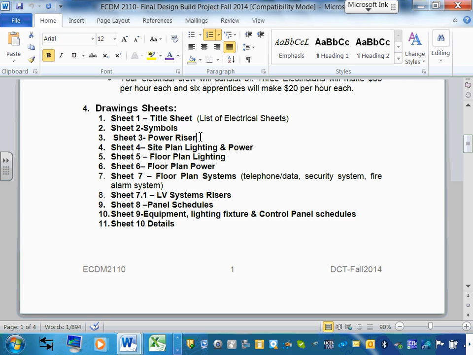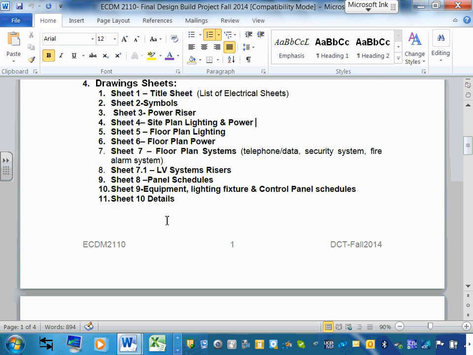Symbol is sheet 2. Sheet 3 will be power riser. And we have site as sheet 4. Sheet 5 will be floor lighting. Floor power will be 6. 7 will be floor plan system. Low voltage system riser is 7.1. Panel is 8. 9 is equipment. And the last one is details.